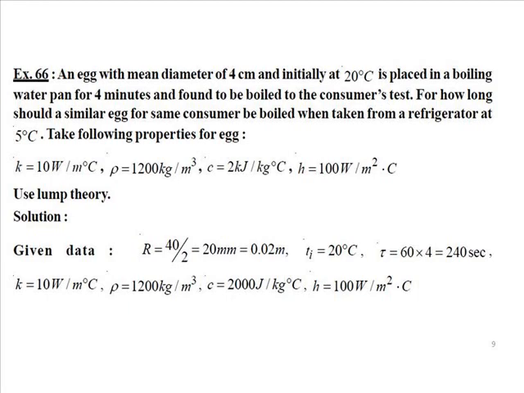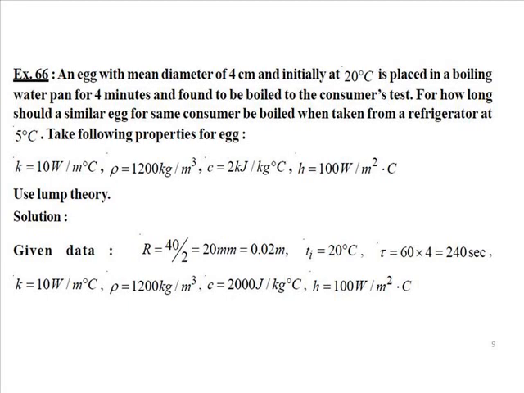So friend, in the next numerical you can see an egg with mean diameter of 40 centimeter and initially at 20 degrees Celsius is placed into the boiling water pan for 4 minutes and found to be boiled to the consumer's taste. For how long should a similar egg for the same customer be boiled when taken from the refrigerator at 5 degrees Celsius?